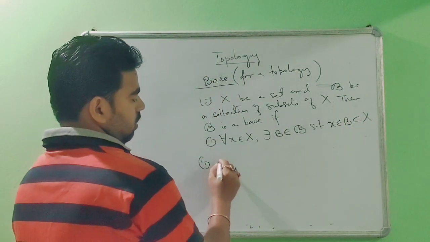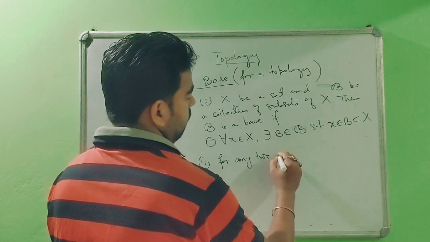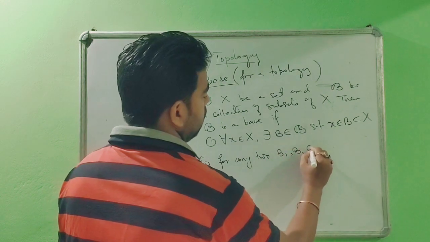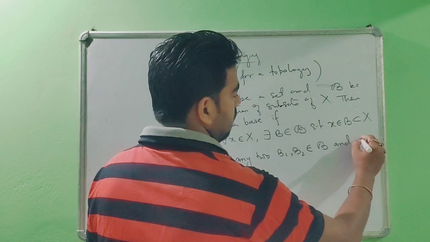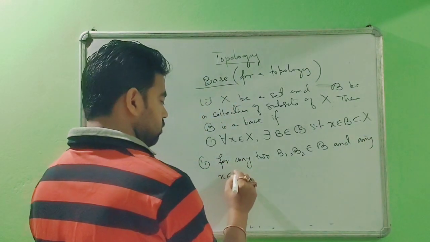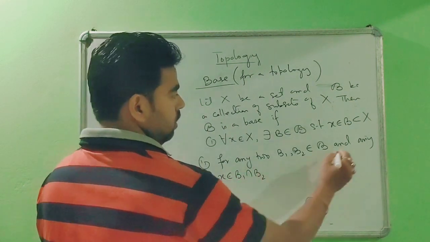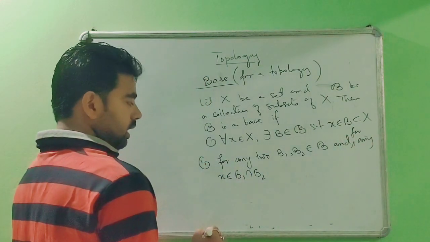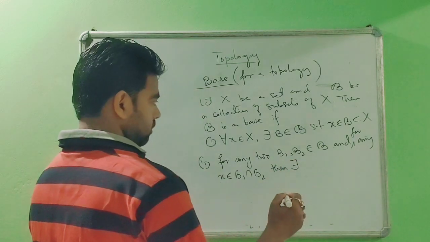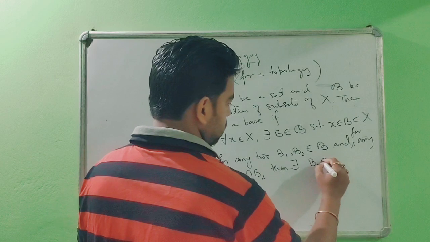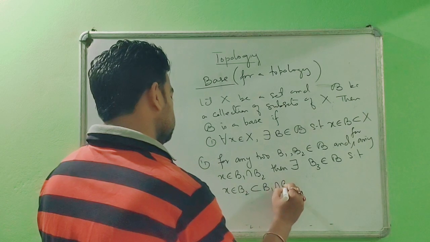Second condition, for any two B1, B2 belongs to script B, and for any x belongs to B1 intersection B2, there exists B3 belongs to script B such that x belongs to B3 subset of B1 intersection B2.